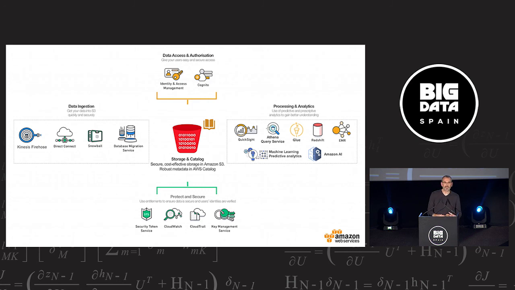I've kind of flicked forward through the AI and ML, but we can see over here on the right-hand side just a subset of some of the capabilities that we have in AWS for applying and processing and analyzing that data.